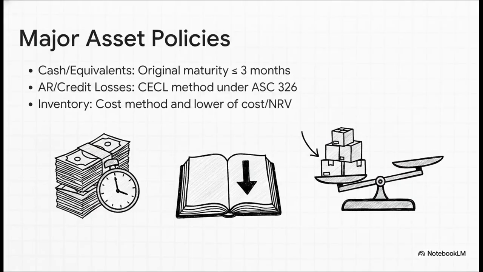Of course, the engine isn't just revenue. You need strict policies for your major assets too. Take cash equivalents. They absolutely must be defined as having original maturities of 3 months or less. If a company improperly classifies a 6-month bond as cash, they are artificially inflating their short-term liquidity. For accounts receivable, you've got to outline the CECL method for credit losses under ASC 326, laying out your key inputs and historical loss rate approach.